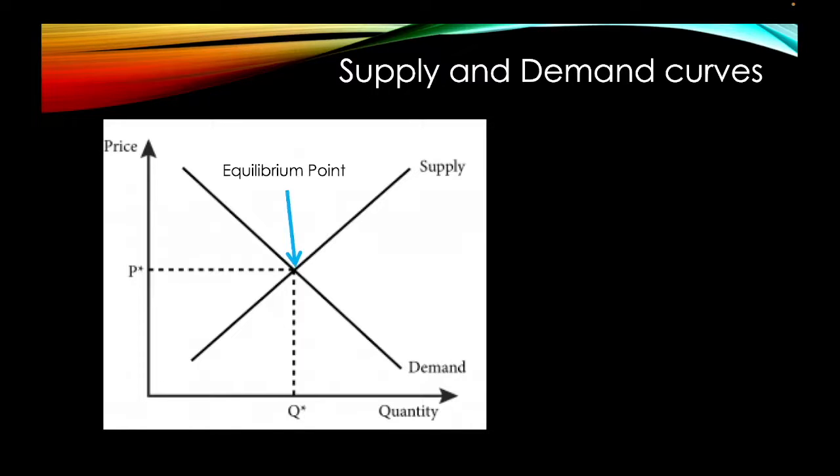So in the middle, you can see this is the point at which the supply curve, which is shown as a line, intersects the demand curve, which is shown as another line.